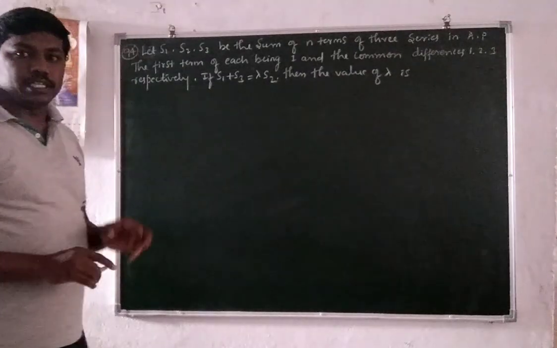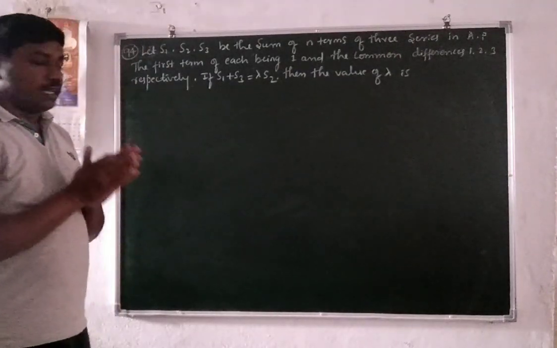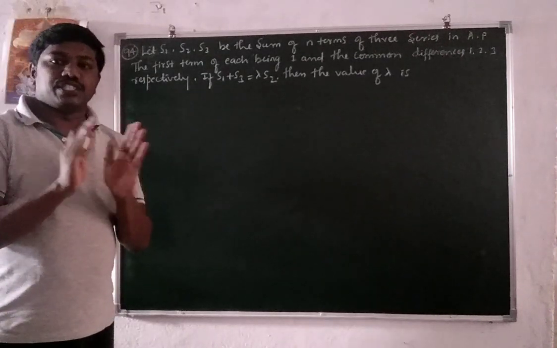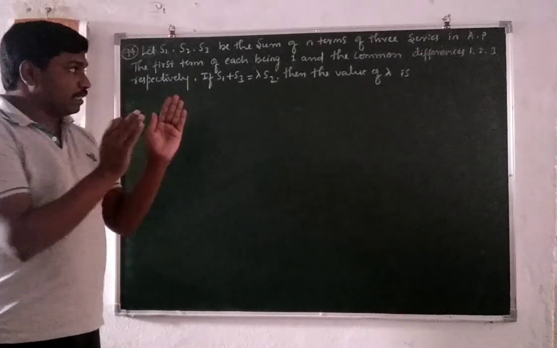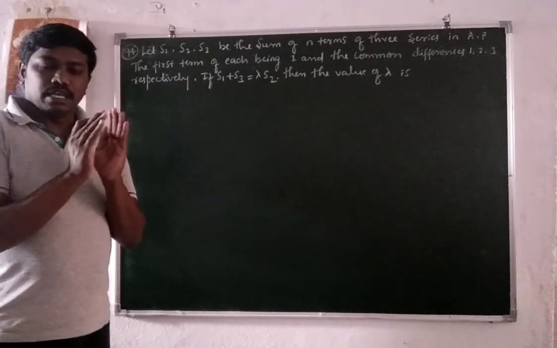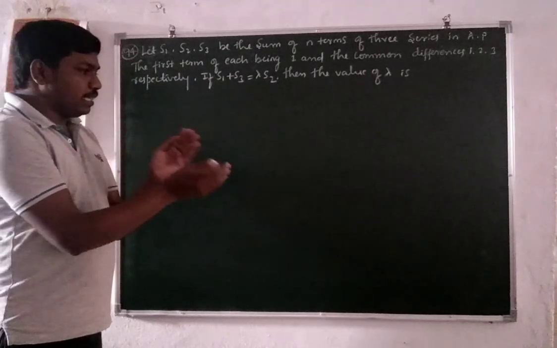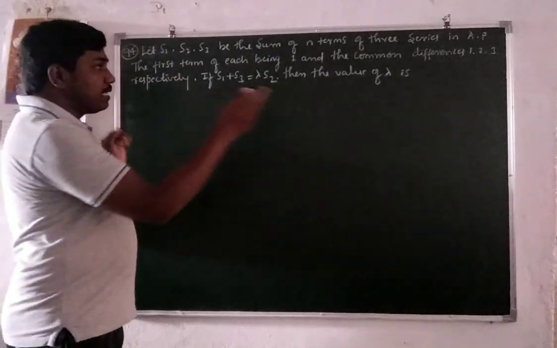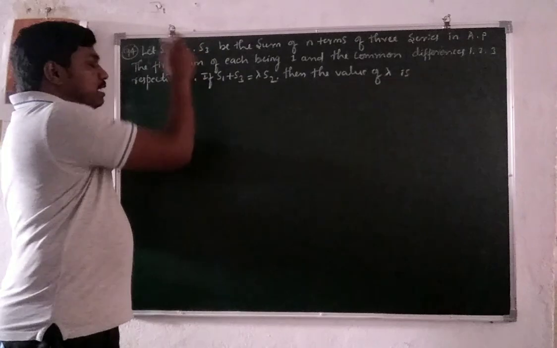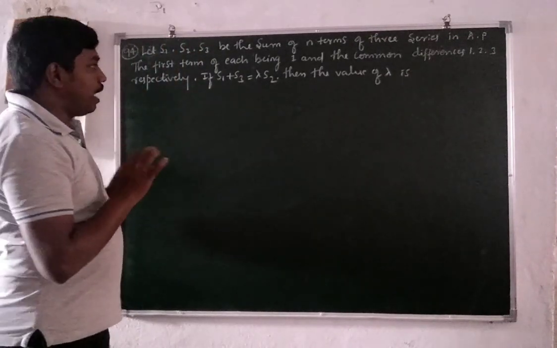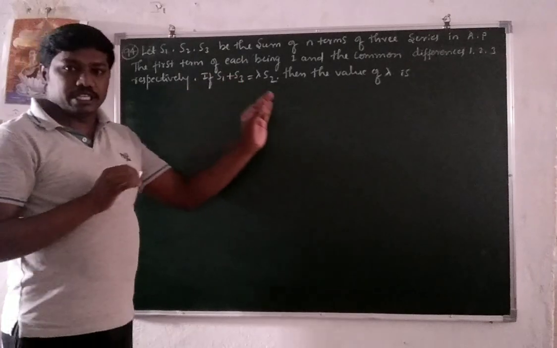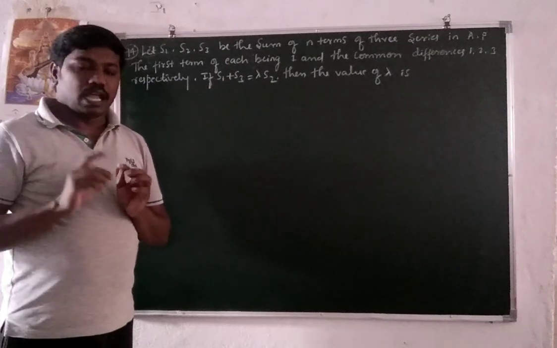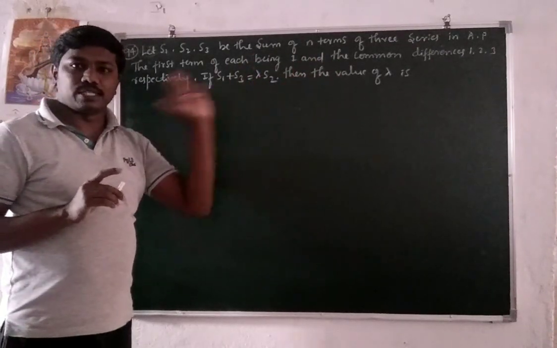Question number 94. S1, S2, S3 are the sums of n terms of three series. S1 indicates one series, and the corresponding sum of n terms is S1. The second series sum is S2, and the third series sum is S3. The first term of each series is equal to 1, and the common differences are 1, 2, 3 respectively.